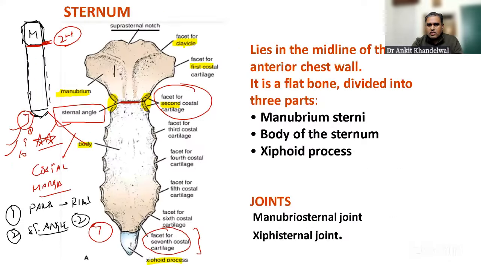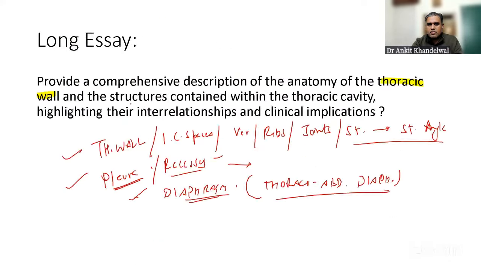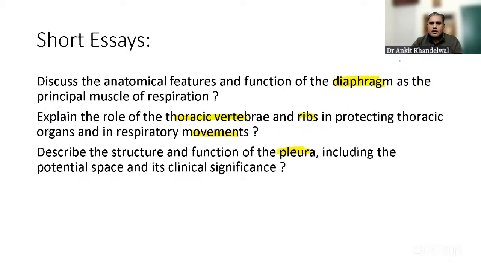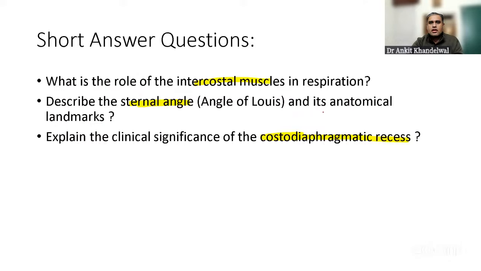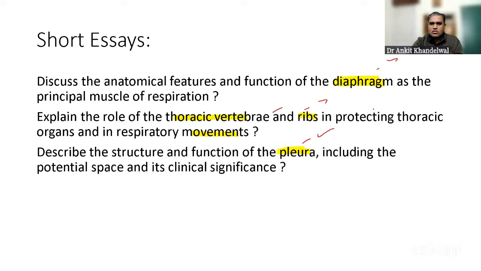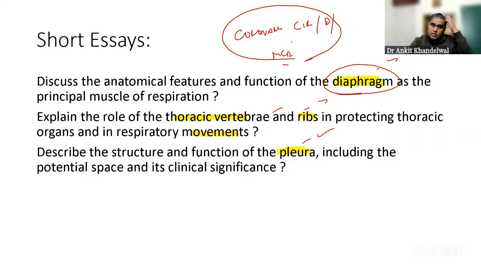Let us see how many questions we have tried to touch upon. The thoracic wall a bit in detail, the diaphragm we will complete tomorrow, vertebrae, ribs, the pleura, intercostal muscles, sternal angle, and the recesses. Tomorrow we'll talk about the diaphragm, and basically some coronary circulation and heart anatomy, or the mediastinum. We'll discuss it in the next session, probably tomorrow.